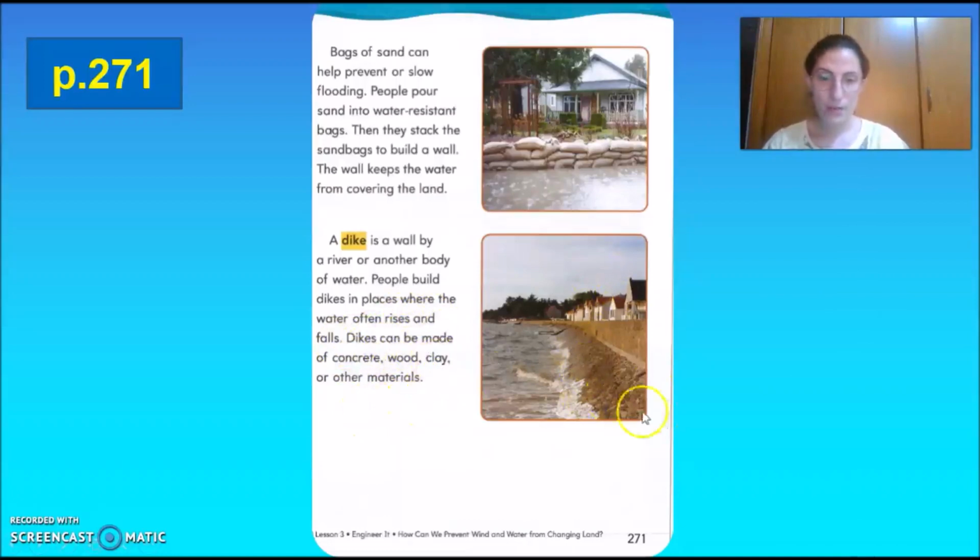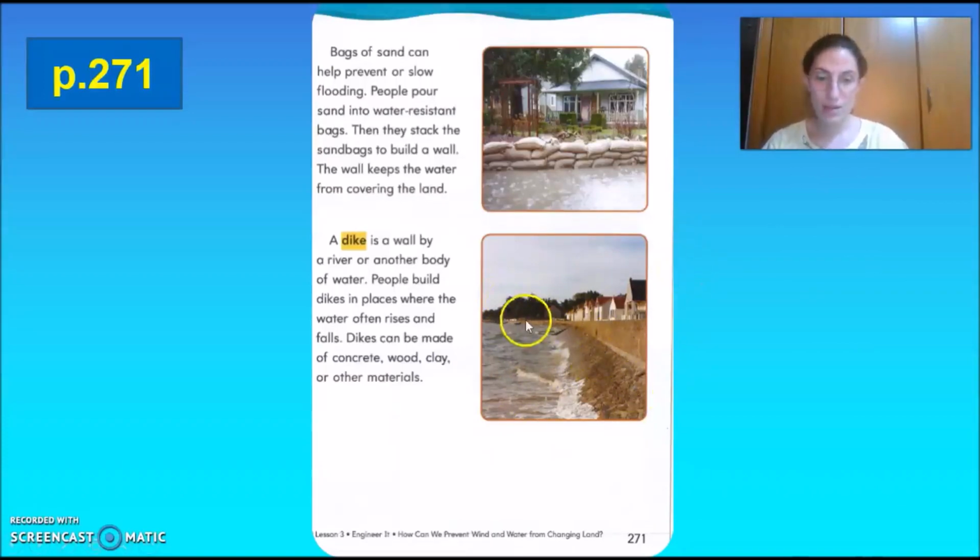So a dike, as you could spot in the picture, is a wall that is built by the river or any other body of water. The people build these dikes in places where the water often will rise and cover the land next to it. That's why they build the dikes, to stop the water from covering the land. So the water would rise and hit the dike and fall back into the body of water instead of covering the land, okay? And what else?